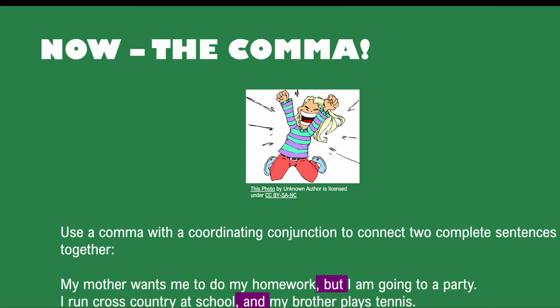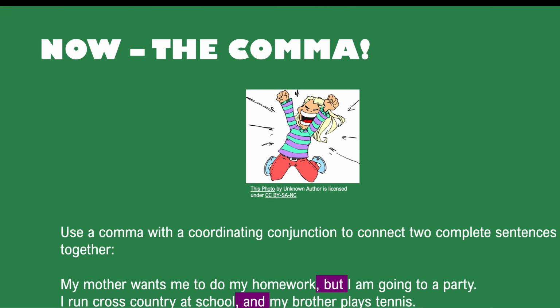So here are a couple of samples. My mother, the subject, wants me to do my homework. That's a complete sentence, right? I, as the subject, am going to a party. I am going to a party is also a complete sentence. You want to connect the two together, and you use the word but, so if you do that, you need to add a comma. I is the subject, run cross country at school, a complete independent clause.